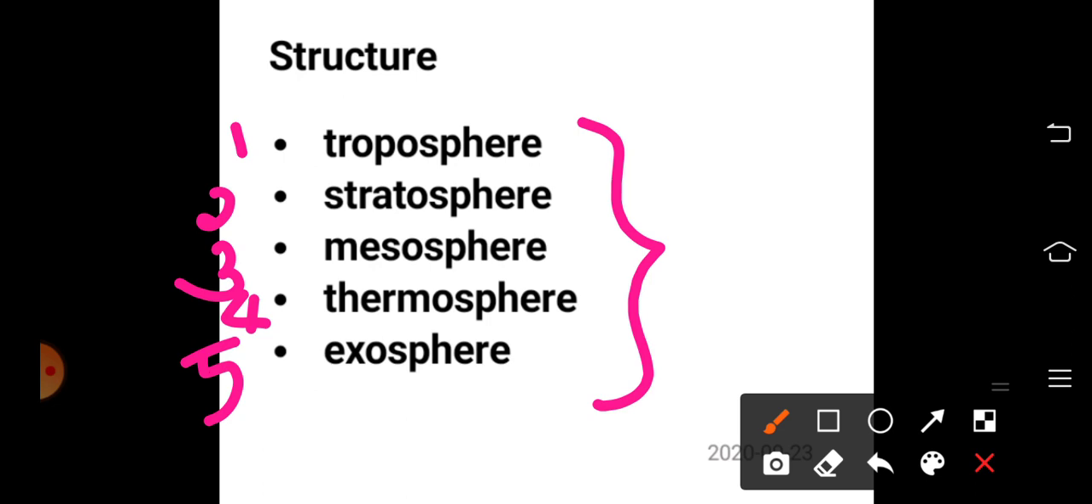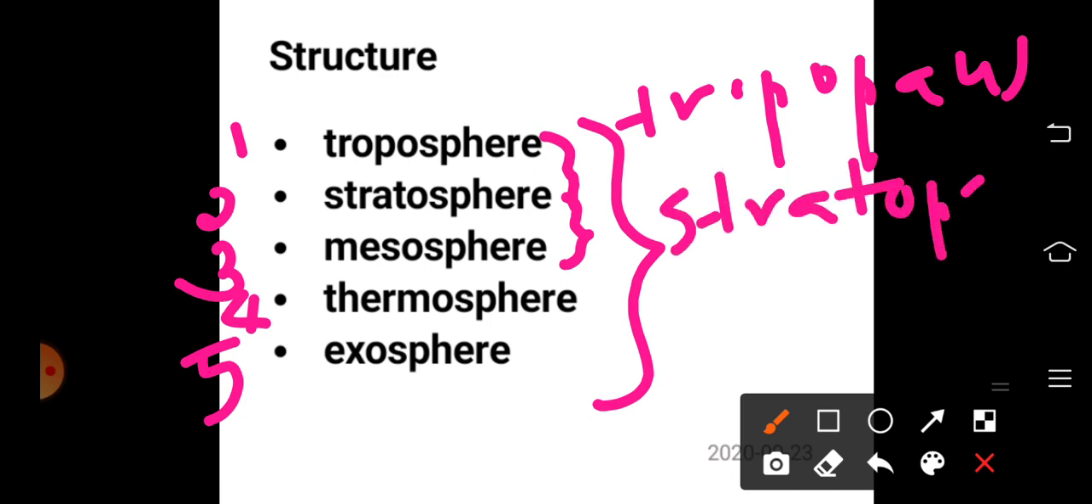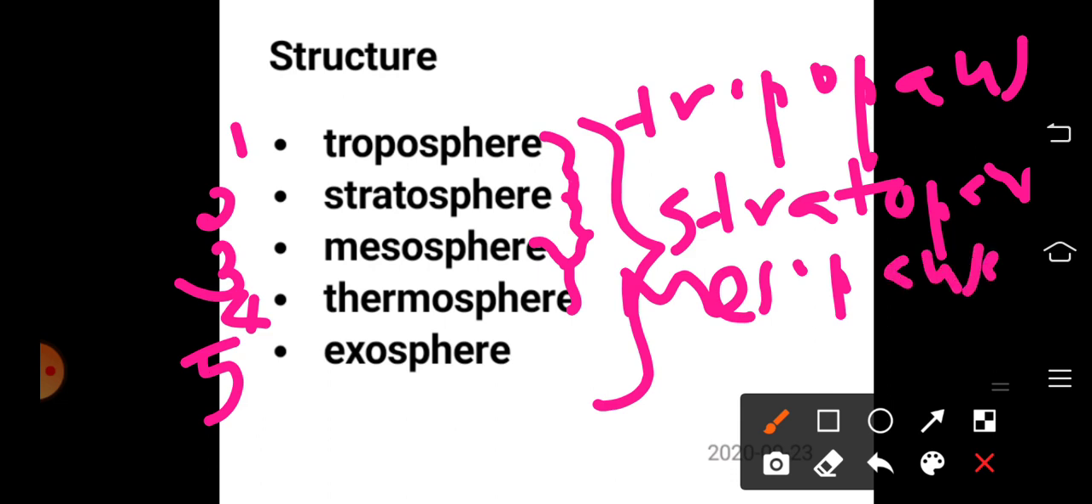And there are some regions of transition between the layers. That means between the troposphere and stratosphere there is the tropopause. Like that, between the stratosphere and mesosphere, the stratopause. Then between the mesosphere and thermosphere, the mesopause. Then the thermopause. So these are the demarcations, or regions of transition, between two layers.